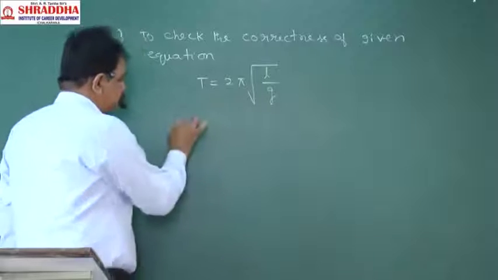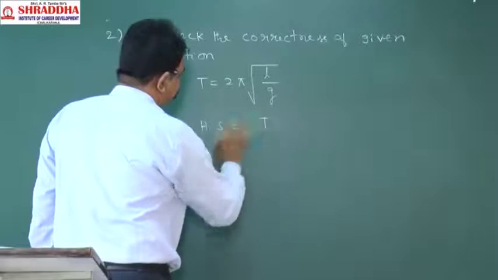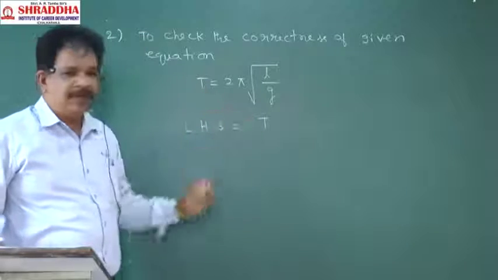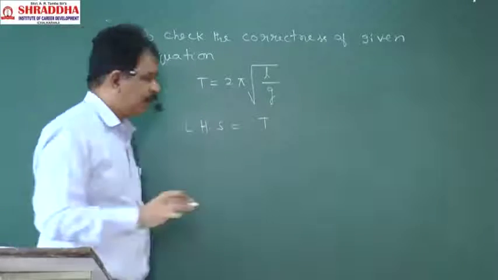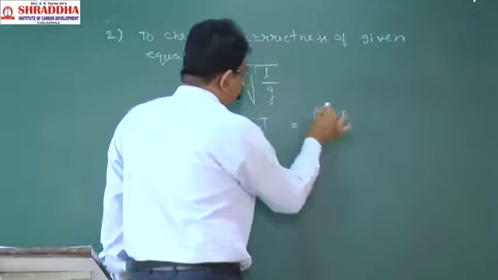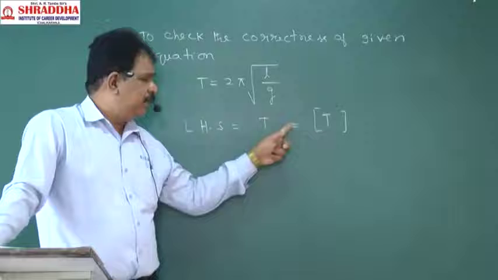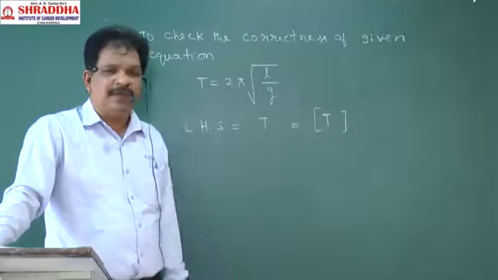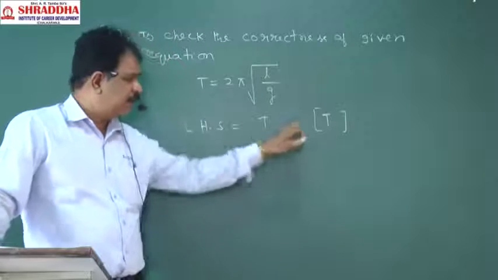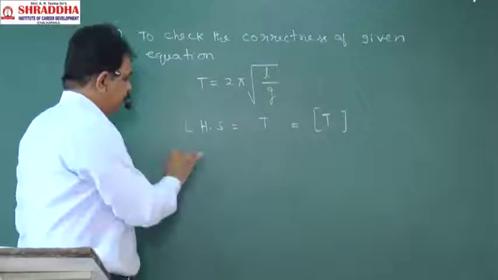So, in this equation, on the left hand side there will be T. T is the time period. So the time period's dimensional formula will be T only. Time period means the time taken to complete one oscillation. It's time only, so its dimensional formula will be T.